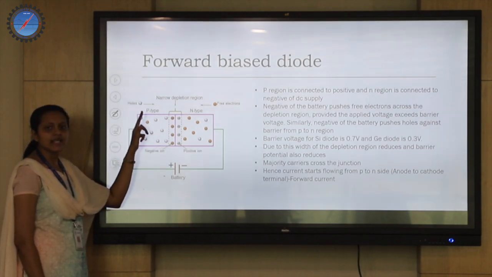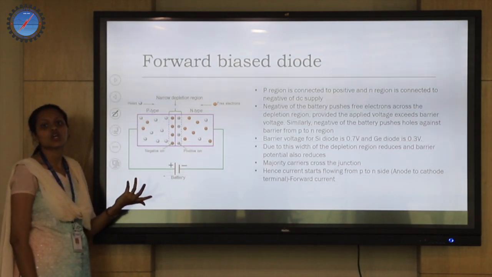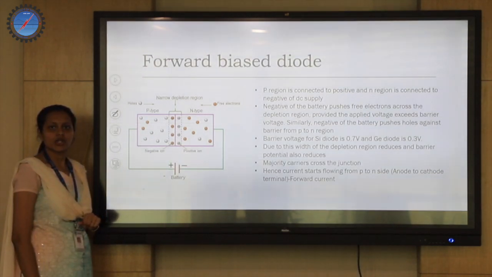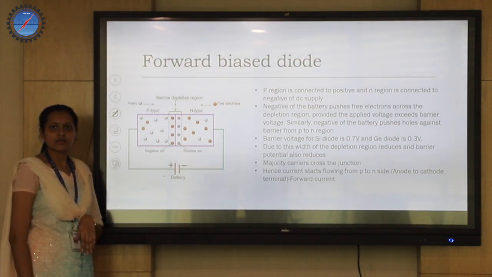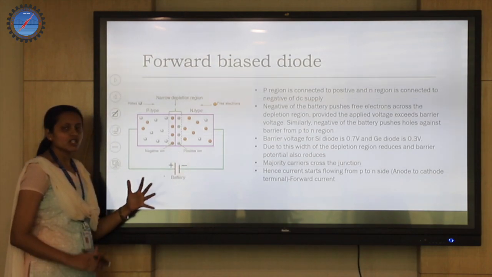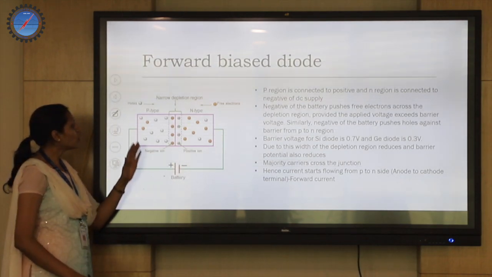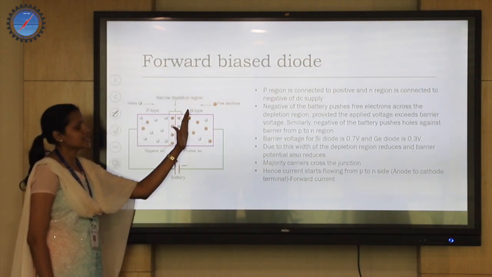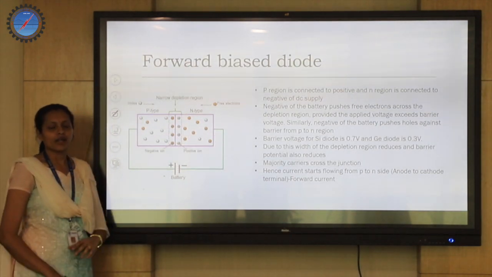Similarly, you have positive applied to the P side. What is more in the P side? Holes, which are positive charge carriers. This is also positive and you have applied positive potential. So positive repels. Suppose the applied voltage is greater than the barrier, then the holes also try to cross the junction from P side to N side and back to the battery.